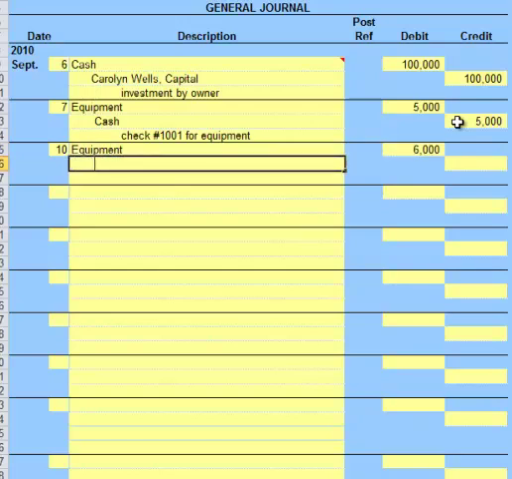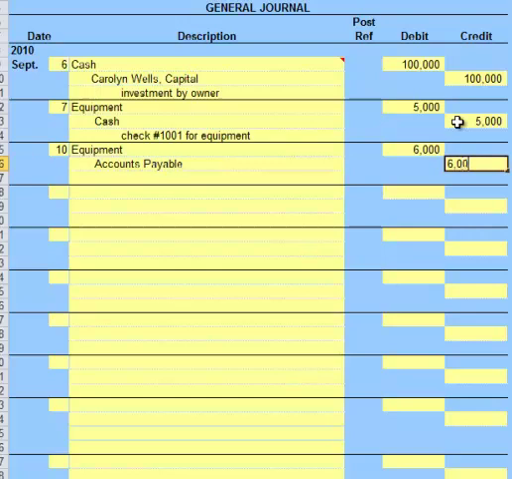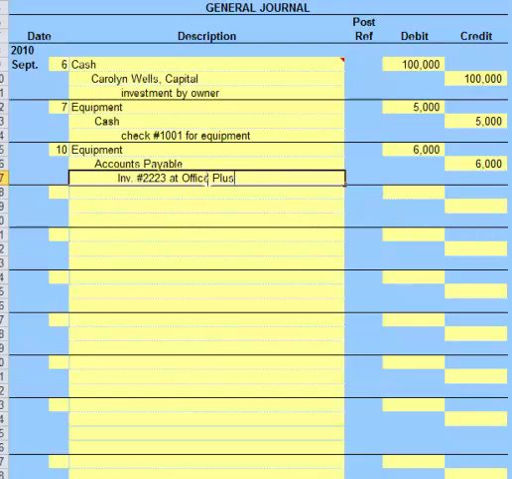And we're going to credit accounts payable. We didn't write a check, but we promised to pay. So anytime we incur a debt, we record that in accounts payable for $6,000. And then I'm going to indent another half an inch or so and give a short description. If you'll see, there's a little picture in our text. It says it comes from invoice number 2223 at Office Plus. So this gives us a little audit trail that we can go back and find the source document that we used for that transaction.